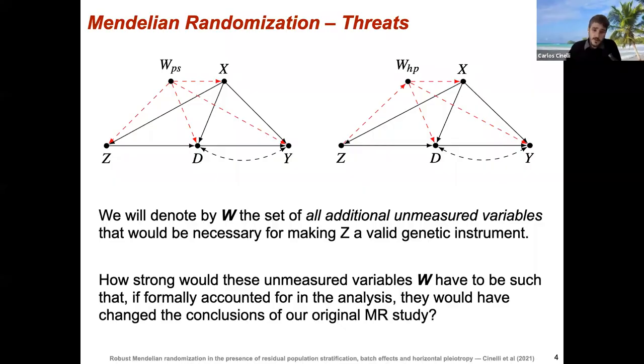And then the question we would like to answer here is, how strong would these unmeasured variables W have to be to change the conclusions of our original MR study? So if we formally accounted for W in our analysis, how different would our IV estimate, or our MR estimate, have been?